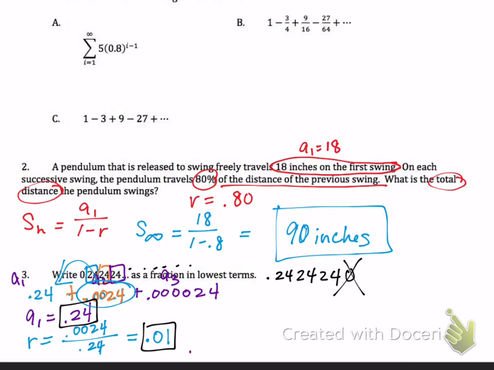And so once you have your A1 and your rate, I'm going to plug it into the formula, which is S of n equals A1 over 1 minus R. So the infinite sum is 0.24 over 1 minus 0.01, or 0.99. And what do you end up getting for your decimal? You should get 8 over 33.